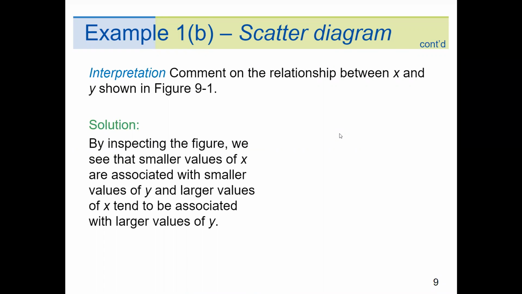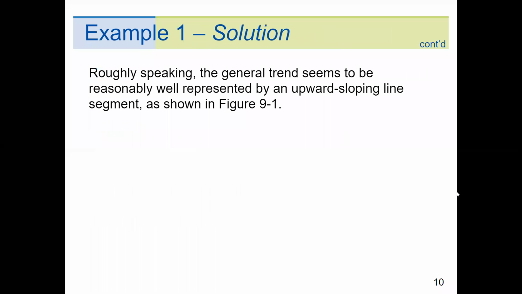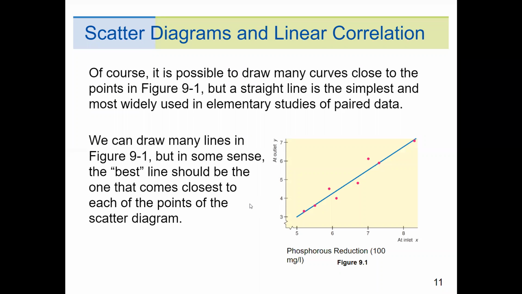Interpretation. Comment on the relationship between x and y shown in figure 9.1. By inspecting the figure, we see that the smaller values of x are associated with smaller values of y, and larger values of x tend to be associated with larger values of y. Here you can see that on the low end, we're both low, and then it just continues. Roughly speaking, the general trend seems to be reasonably well represented by an upward sloping line segment as shown in figure 9.1. We can draw many lines in figure 9.1, but in some sense, the best line should be the one that comes closest to each of the points in the scatter diagram.